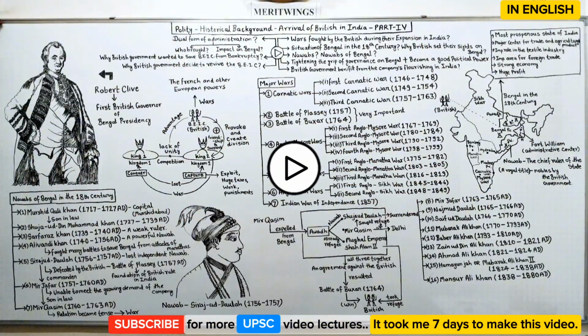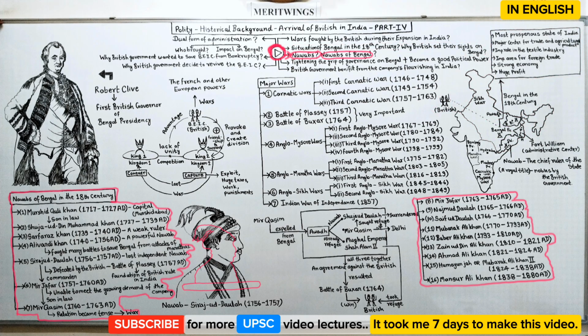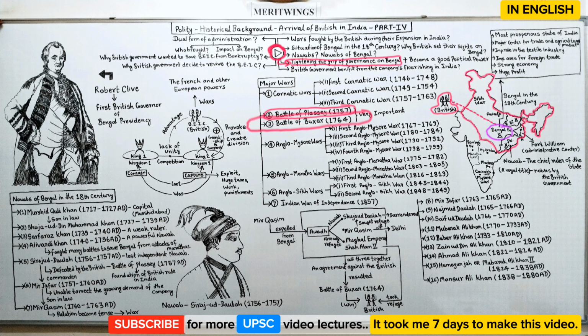Friends, today's video of UPSC lectures is going to be very special and important because in today's video we will talk about which wars the British fought during their expansion in India. We will see what the situation of Bengal was in the 18th century and why the British set their sights on Bengal, who the Nawabs were and which Nawabs ruled Bengal at that time. In this video, we will see how the British East India Company tightened its grip of governance on Bengal after the Battle of Plassey and the Battle of Buxar.